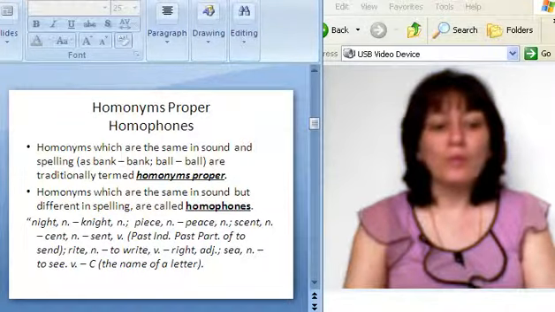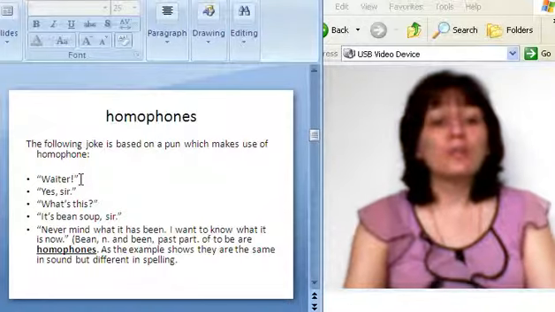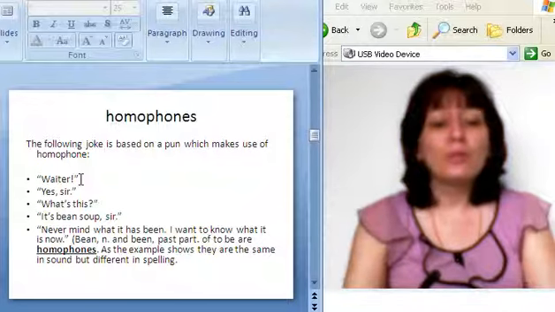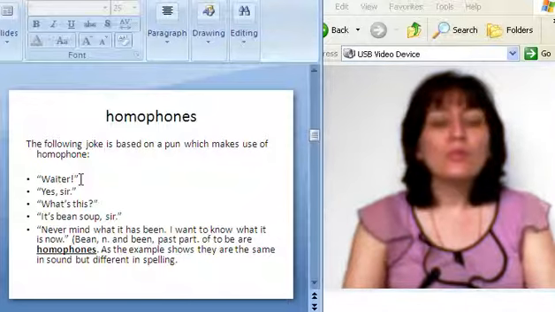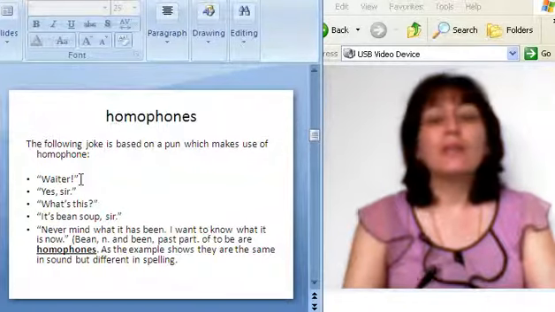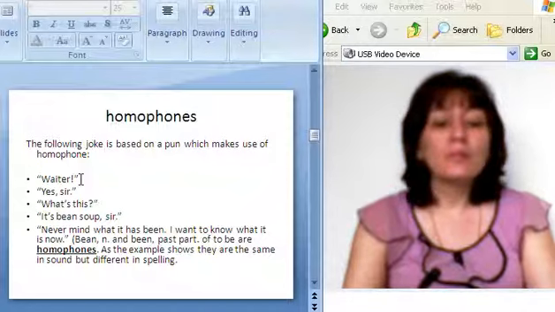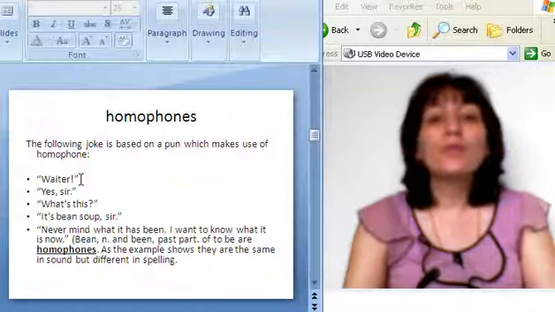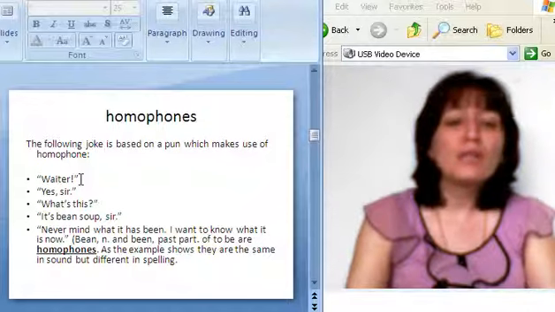So the following joke presented here is based upon a pun which makes use of homophones. Waiter, yes sir? What's this? It's bean soup, sir. Never mind what it has been, I want to know what it is now. So bean is a kind of vegetable, and been as a past participle of the verb to be. Yes, and as the example shows, they are the same in sound but different in spelling. So in fact they are homophones.